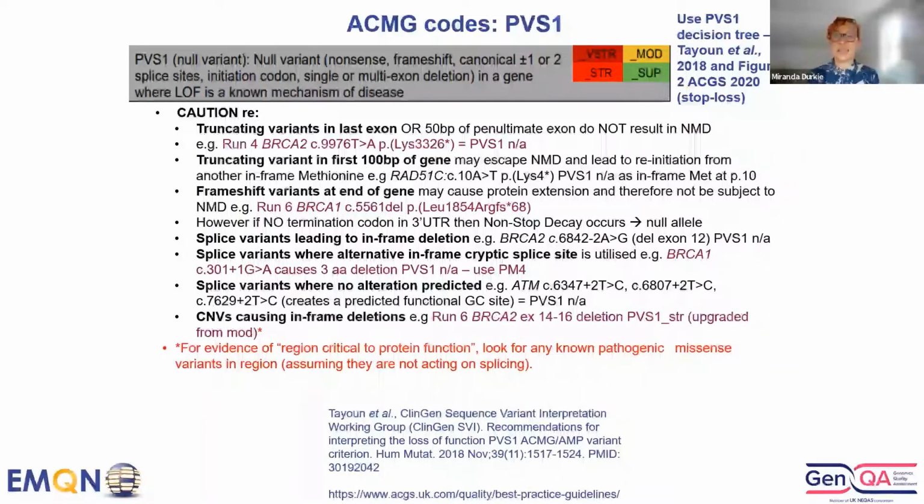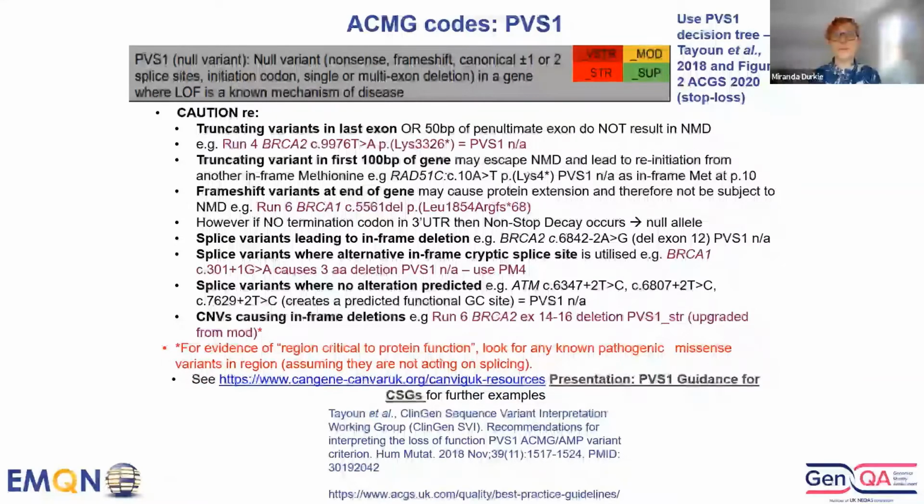And then we also have CNVs, and with CNVs you can think it's a large deletion, it's going to be pathogenic, but again they can create small in-frame deletions. For example, in run 6 we had a BRCA2 exon 14 to 16 deletion. Using the PVS1 decision tree, that would come out as PVS1 moderate, but we were able to upgrade it to strong because the region was critical to protein function. A good tip for that is to look for any known pathogenic missense variants in that region, and obviously please check that they're not acting on splicing.